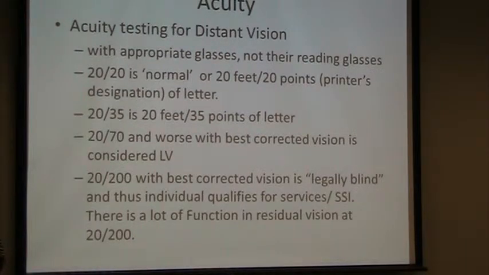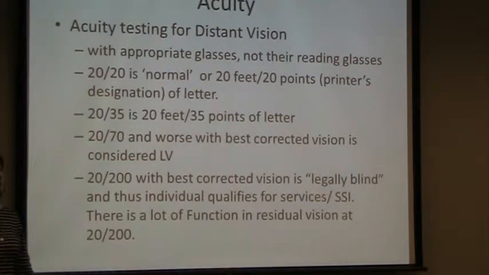Low vision is 20/70 and worse with best corrected vision. So you have to have on your best corrected vision. 20/200 is legally blind, and again, if somebody says, oh, if I take off my glasses, I'm legally blind, you can say, you don't understand the definition of legally blind, because legally blind is 20/200 or worse with your best correction. And like I said before, you get SSI and all this kind of stuff.